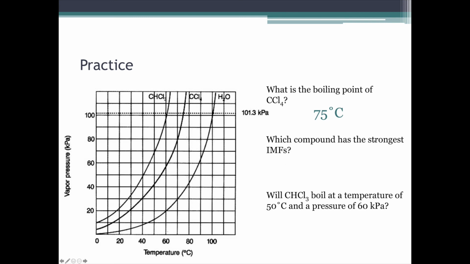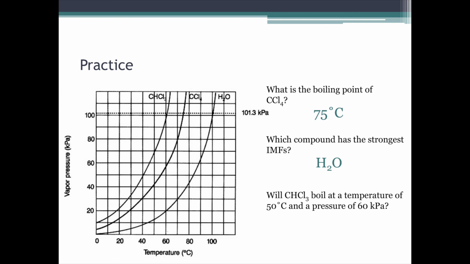Which compound has the strongest IMFs? That's going to be the one farthest to the right, which in this case is water. Now that makes a lot of sense for me, because looking at this, water has hydrogen bonds. Makes sense for that to have high intermolecular forces. And then will CHCl3 boil at a temperature of 50 degrees and a pressure of 60 kilopascals? This is a difficult question.